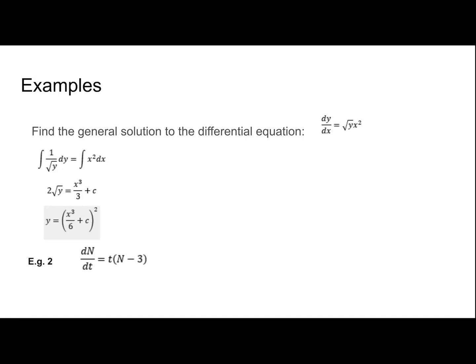So question number 2, we have dn over dt equals t times (n minus 3). Give this question a try, and when you're ready, keep watching the video to find out the answer.